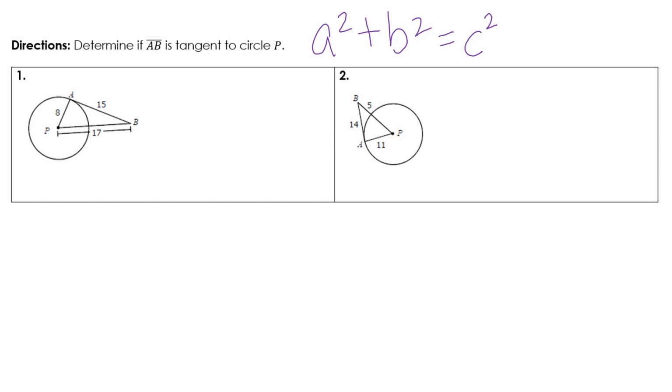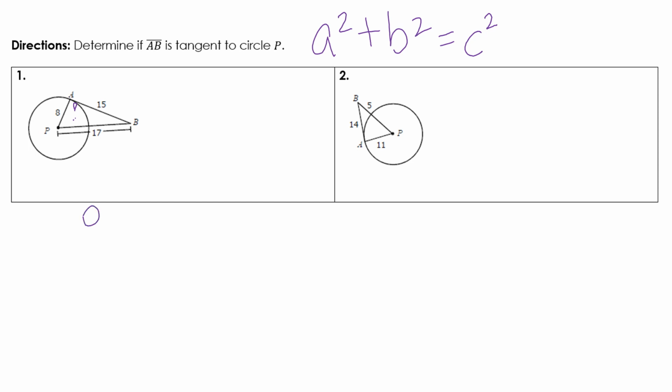So in 1, if angle BAP is a right angle, right? If this were a right angle, then 8 and 15 are the legs, and the hypotenuse is 17. The hypotenuse has to be the longest side. We don't know that it's a right angle, so what we're going to do is plug in the potential legs and hypotenuse and see if it works. And if it does, then we know it's a right angle. And if it doesn't work, then we know it's not a right angle.